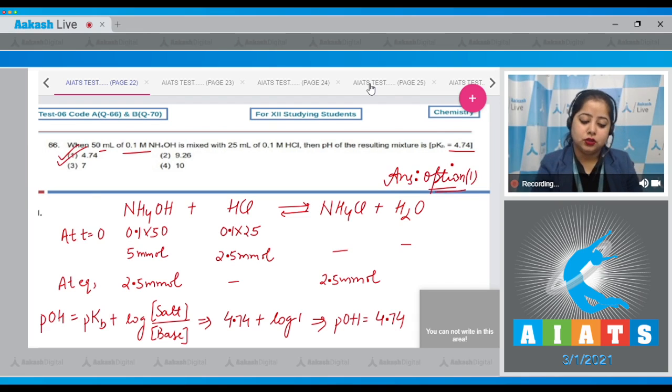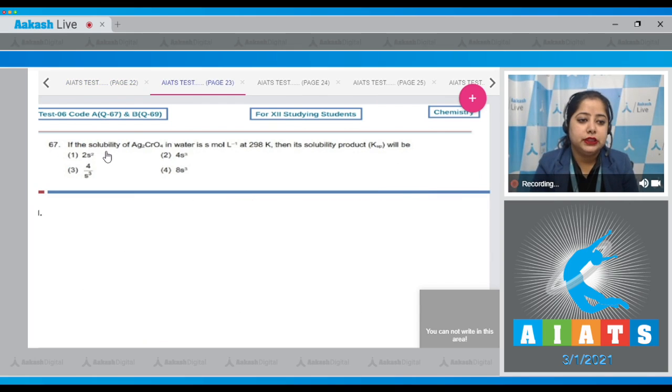Moving to the next question, which is 67. Let's read it. If the solubility of silver chromate in water is S mole per liter at 298 Kelvin, then its solubility product Ksp will be.